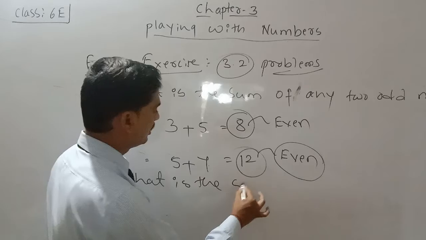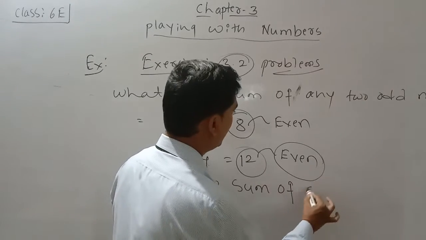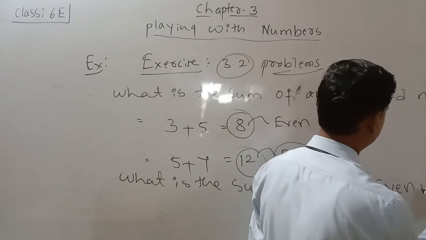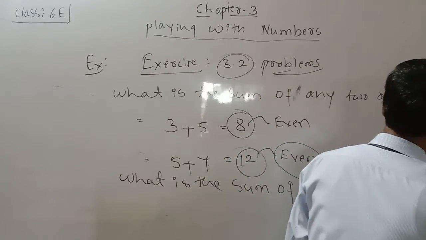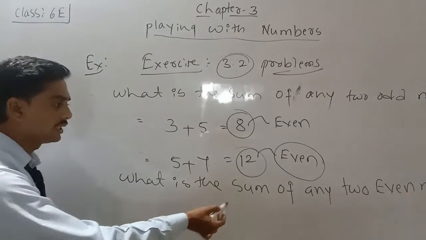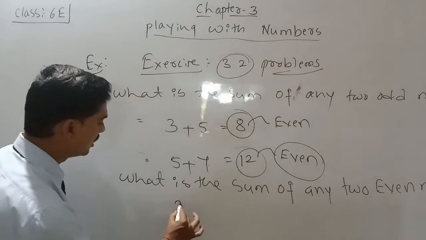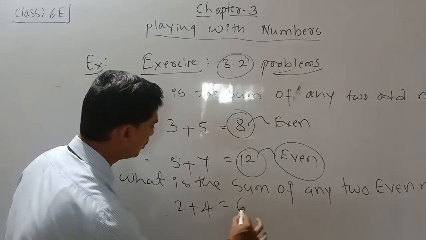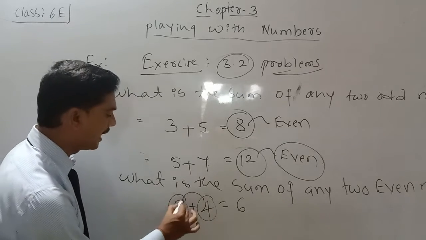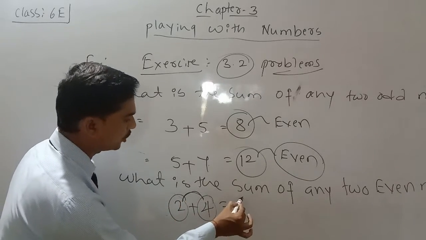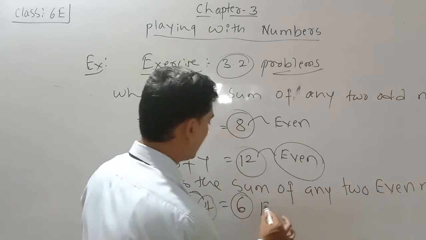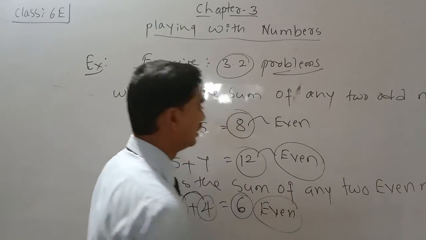And what is the sum of any two even numbers? Dear students, it is very important. What is the sum of any two even numbers? 2 plus 4 is equal to 6. 2 is an even number, 4 is also an even number. I added 2 and 4, the sum is 6, which is also an even number. Okay, then the answer is an even number only.